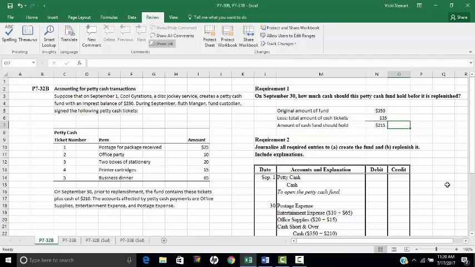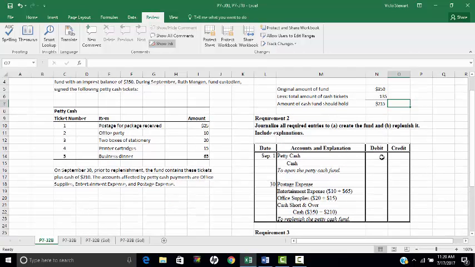So we're going to have an amount that we're going to have to debit to cash short and over for $5 in order for our fund to balance. Requirement 2 states that we are to journalize all required entries to first create the fund and then to replenish it. So on September 1st, when we created the fund, we would debit petty cash for $350 and credit cash for $350. And most likely we would have written a check and we would take it to the bank and cash it and get the $350.